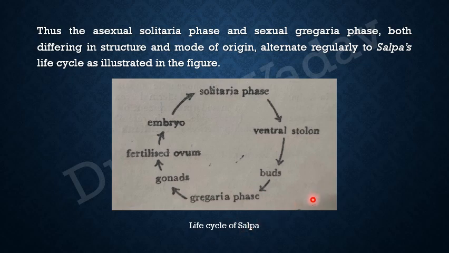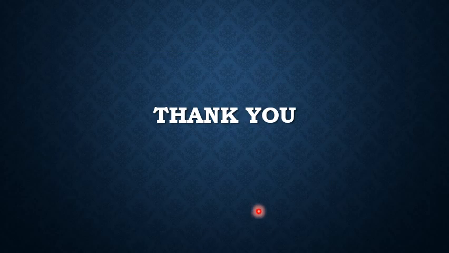So this completes the animal Salpa, and with this I complete the third topic of unit 1 of paper 11, and now we'll move on to the next topic. So thank you, and be prepared to do the next topic, which is the origin and evolution of vertebrates.